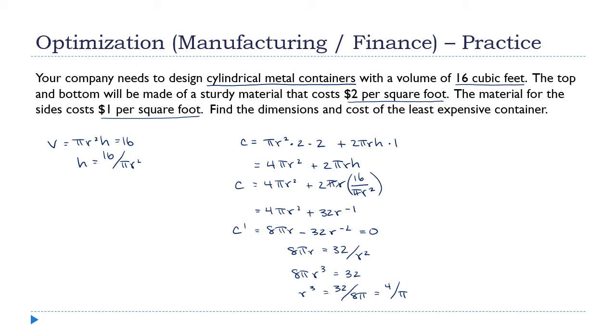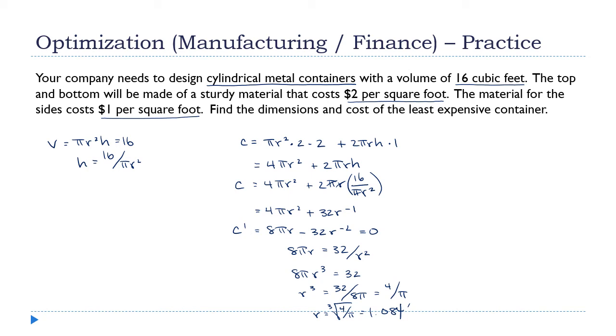But take the cube root of both sides. R is equal to the cube root of 4 over pi, which is 1.084. That's the radius. All right, what were we measuring in here? Look back at the original units. The volume was in cubic feet. Our unit costs were all in feet, so that's going to be 1.084 feet.